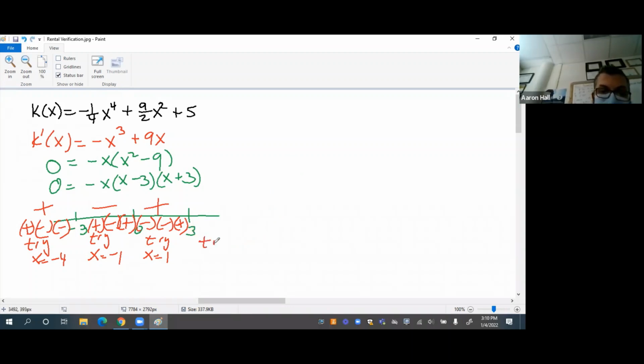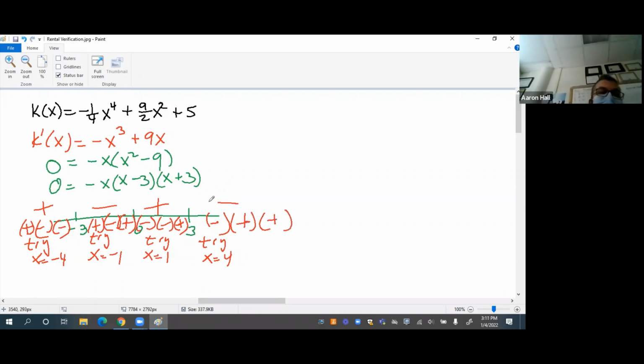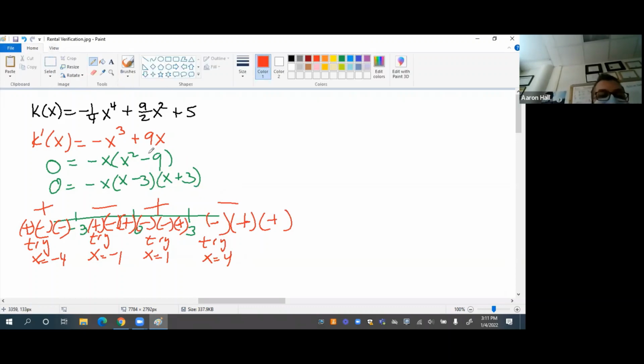And then over here, try x equals 4. When I plug in 4 here, it is negative, followed by a negative, followed by a positive, followed by a positive. What is a negative times a positive times a positive? A negative. So for my graph, you identified x equals -3 as a maximum point.